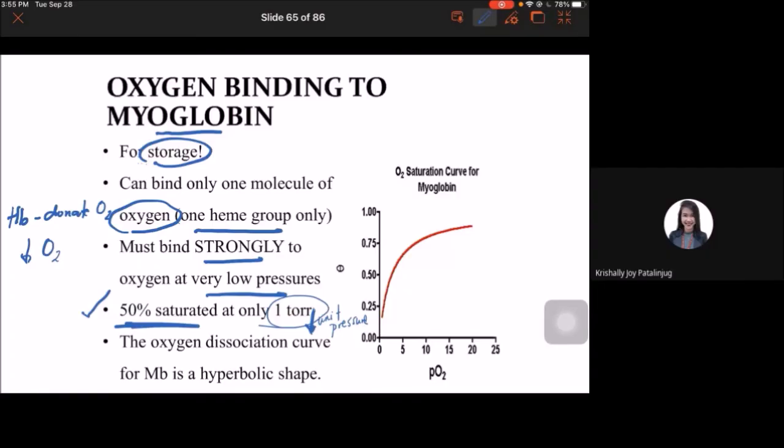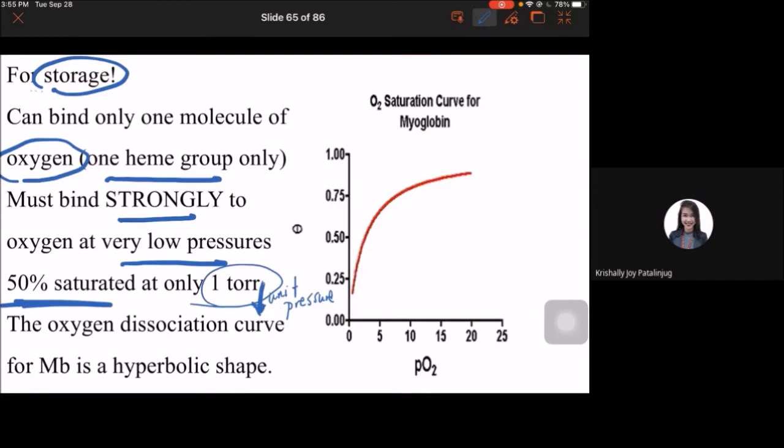Halimbawa, on the graph on the right side, try to check. Yung nasa baba, this is the oxygen pressure, oxygen ng surrounding or environment. And then dito sa y-axis, saturation. As you can see on the graph, even at a very low oxygen pressure, na-attain na niya yung 50% saturation. Kasi nga, hindi niya ibibigay yung oxygen na meron sa kanya. Kaya, saturated lang pa rin siya with oxygen, filled pa rin siya with oxygen, even at low pressure.